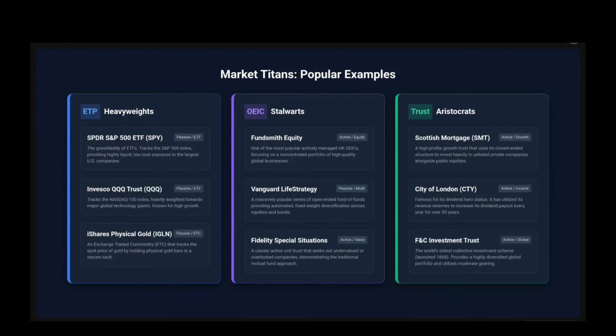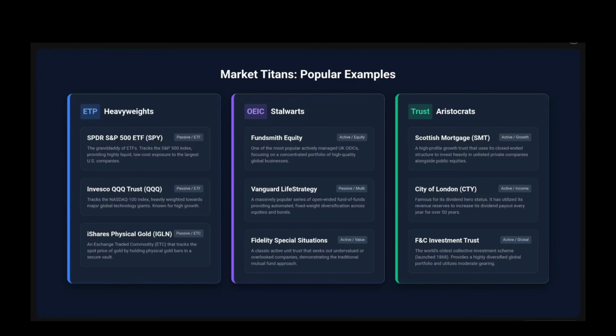traditional mutual fund approach. And then we've got the trusts, so the aristocrats. One of the most popular ones, and I invested in this back in the day, was Scottish Mortgage, SMT, a high-profile growth trust that uses its closed-end structure to invest heavily in unlisted private companies alongside public equities.